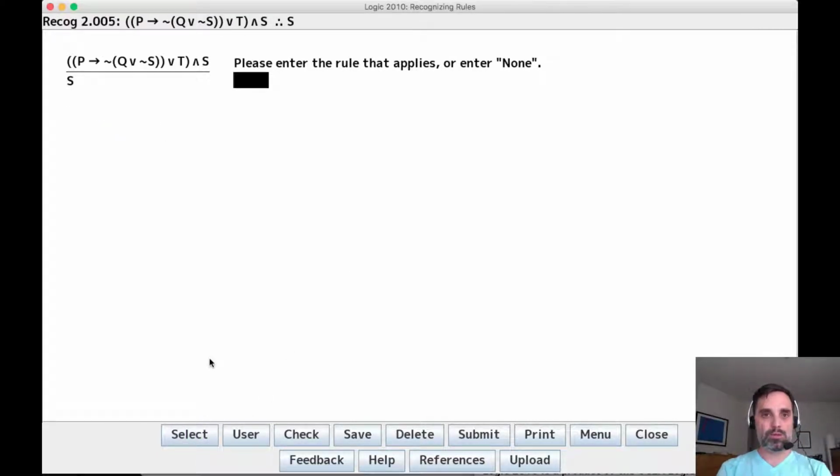Let's see, 2005. So we have ((P arrow not (Q or not S)) or T) and S, and our conclusion is S. So if the conjunction on the far right is the main connective, then this would be an instance of simplification, and indeed this conjunction here is the main connective, and so simplification is the rule that applies.